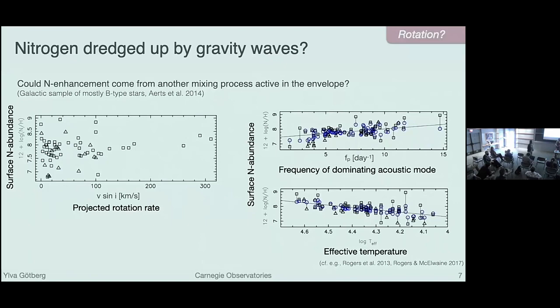So you showed plots of magnetism, you showed plots of rotation. On the low mass side, we usually expect those to be connected. Is that true observationally for the more massive stars?